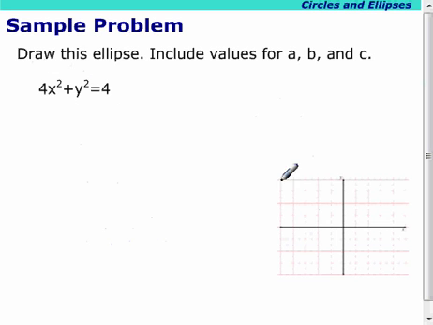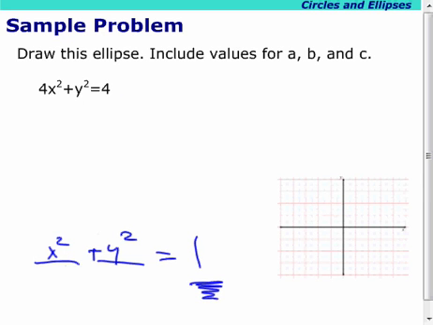Let's try an equation. Here's one, and we want to plot this. Draw this ellipse. Indicate or include the values for a, b, and c. Okay, first off, I notice that the equation isn't in the right form. I need something like x squared over some number plus y squared over some other number is equal to 1. Must have a 1 on the right hand side. I have a 4 there. To get a 1 there, what I'm going to do is divide all terms by 4.